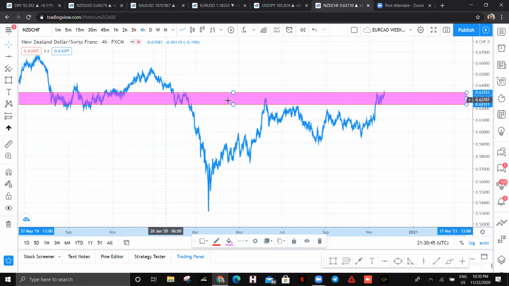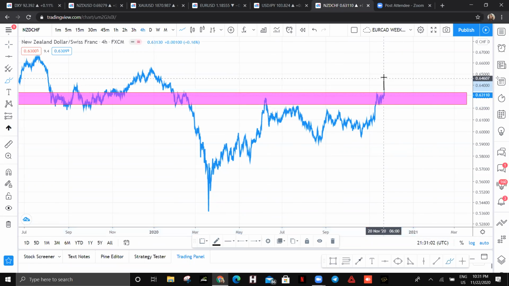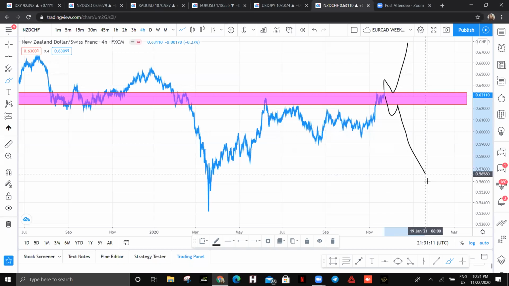Price is currently on the resistance zone, sorry. You can see it here. It broke out, retested it, broke out, retested it. It's still within the zone. Until it breaks out like this and retests it, then you can buy. But since it's still inside the zone, there's a tendency to do like this and continue selling downward.